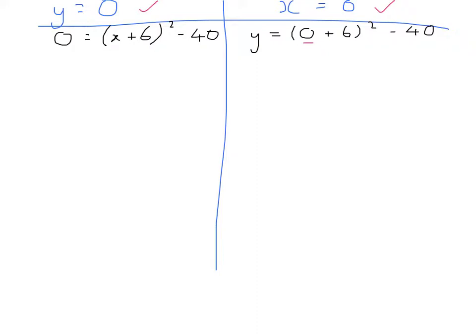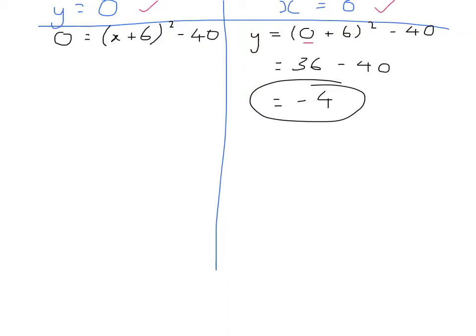Okay, so let's simplify and see what number we get. Right, so 0 plus 6 is just 6. 6 squared is 36. So this becomes 36 minus 40, which is minus 4. So we know that the parabola crosses the y-axis at minus 4. Alright, now the other one is going to be a little bit harder.